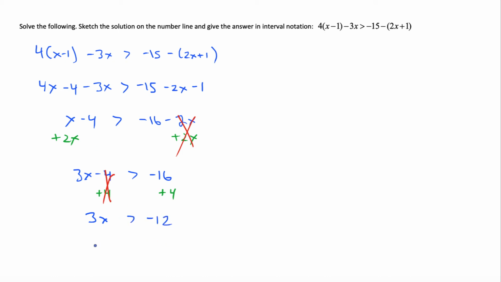And the last step here then will be to divide both sides by 3. Now notice this is not a negative 3. We're not dividing by a negative 3, so we don't need to switch the direction of the inequality. So what does that mean? Our final answer is just going to be x greater than negative 4.